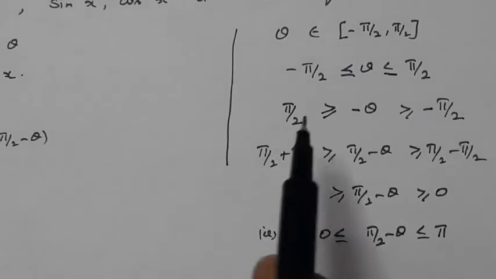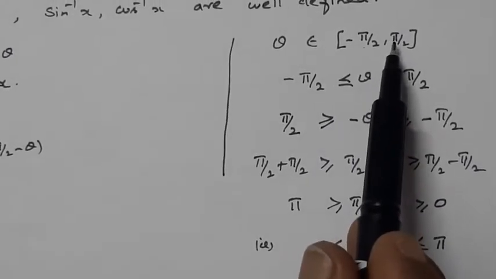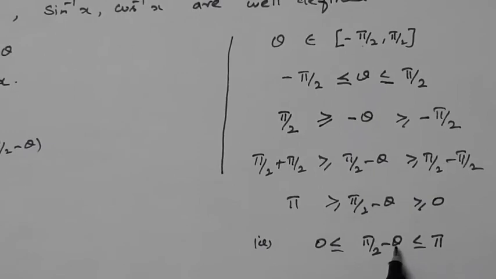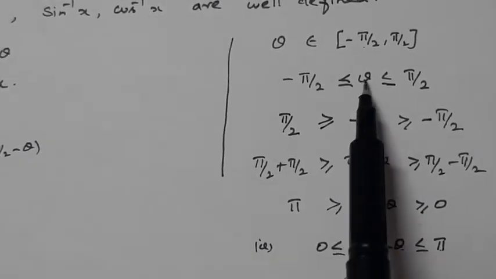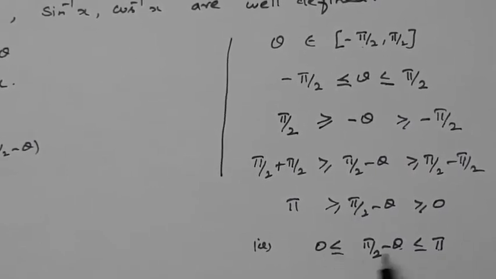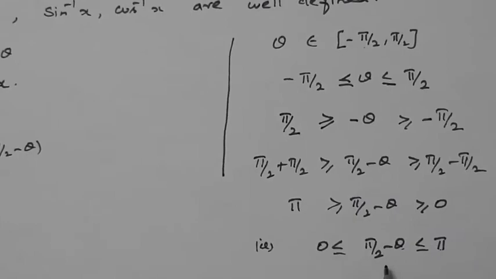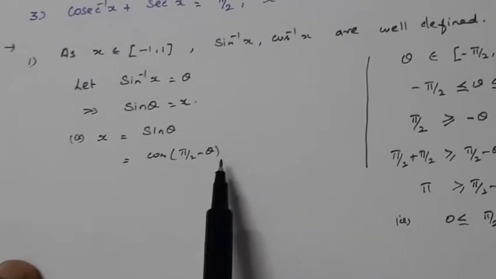So for the corresponding theta lying in the fourth and the first quadrant, the value of pi by 2 minus theta lies in the first quadrant and the second quadrant. So this is for sine inverse, and the corresponding pi by 2 minus theta lies in the second and first quadrant for cos inverse. Therefore we have to replace sine theta by cos of pi by 2 minus theta.